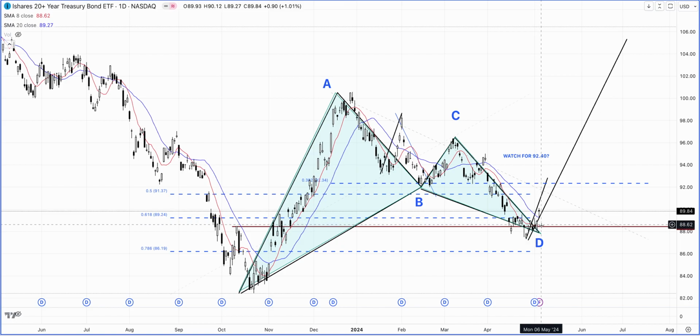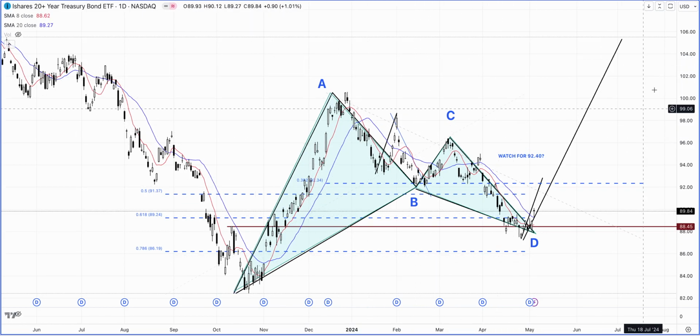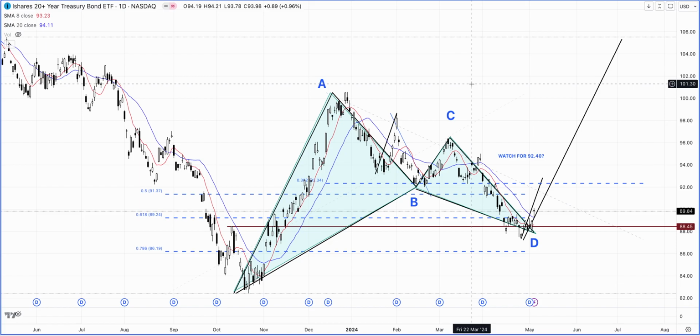The price actually closed above the 20-day moving average. So from a momentum perspective, things are improving a little bit. We need further strength for the chart to improve a little further. But we could have a similar kind of move as we were looking at in the 30-year bond futures.